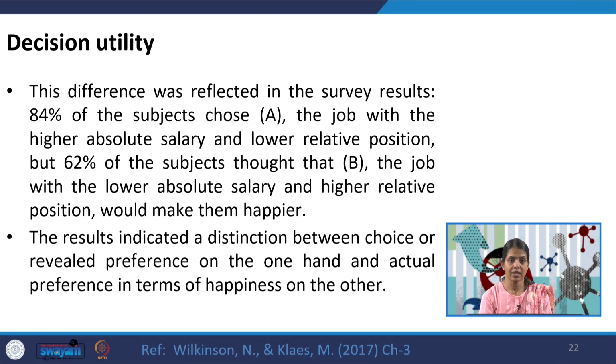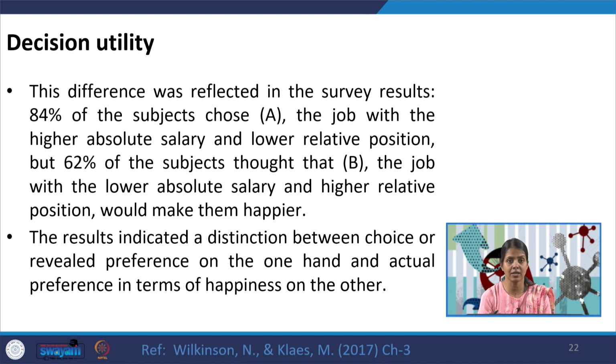The results indicated a distinction between choice or revealed preference on the one hand and actual preference in terms of happiness on the other. So, this example actually distinguishes between the concept of decision utility and experienced utility. Decision utility asks you to prefer job A because that would give you some pecuniary advantage, but job B makes you happier, that gives you more pleasure, more satisfaction.